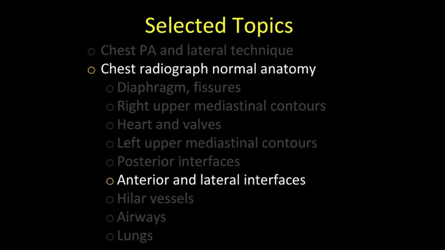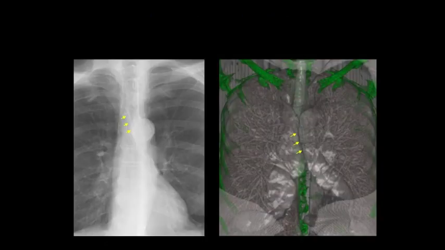Now in terms of the anterior and lateral interfaces, the anterior junction line, which is the corollary to the posterior junction line, begins lower. It begins at the level below the clavicles where the lungs come together and touch, anterior to the mediastinum as shown in this volume rendered image. The clavicles are higher than the anterior junction line because lung exists anteriorly below the level of the clavicles and not above it anteriorly.